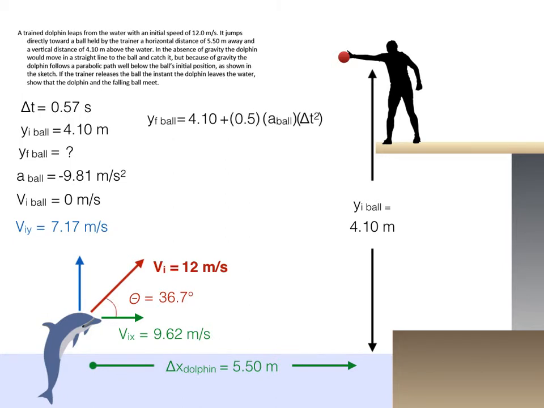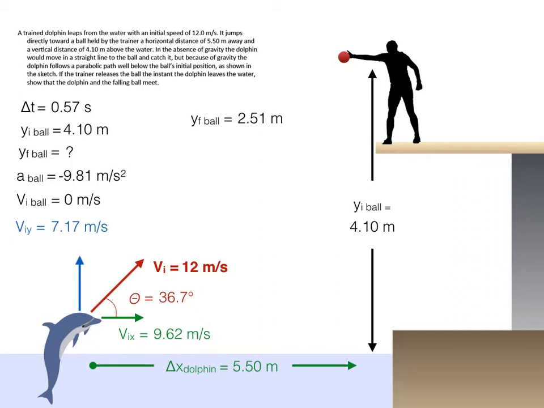And of course we know the acceleration of the ball is going to be negative 9.81 meters per second squared. And finally, our change in time squared, that's our 0.57 seconds, that value squared. So what happens if we key these into our calculator and crunch all of our numbers? What I get is that the ball is at a final position of 2.51 meters. That means 2.51 meters above the water.